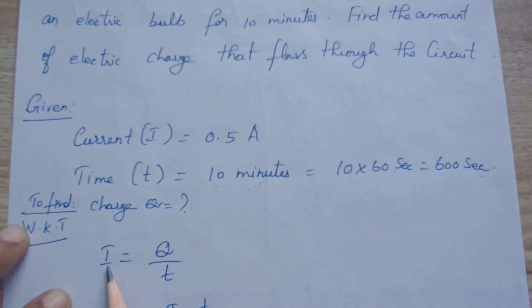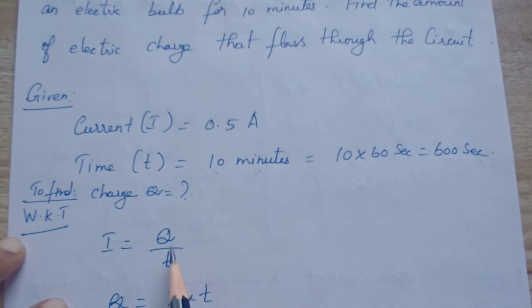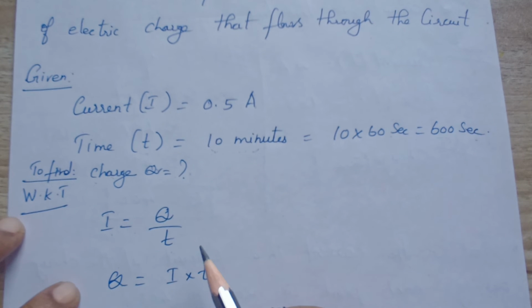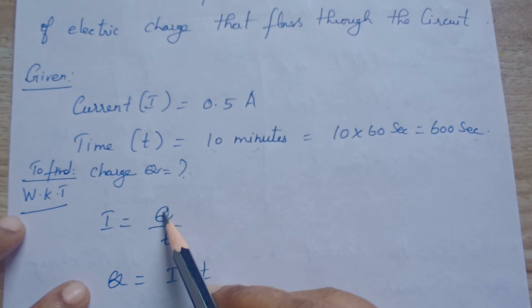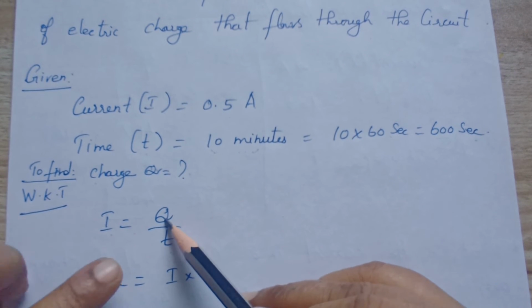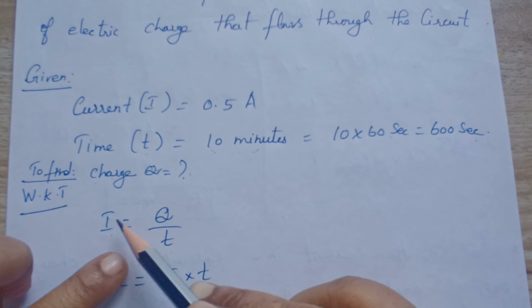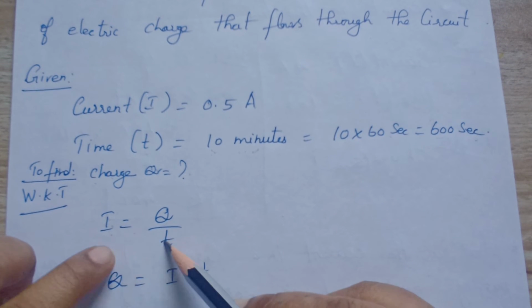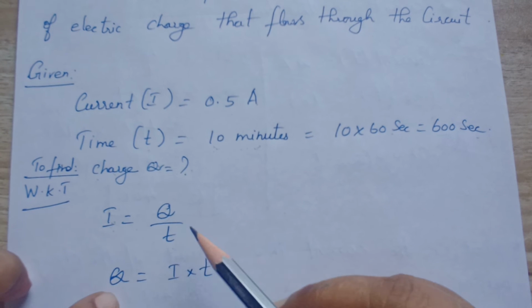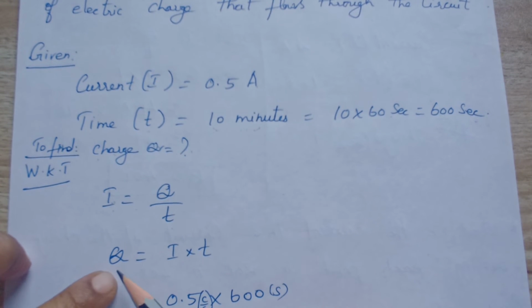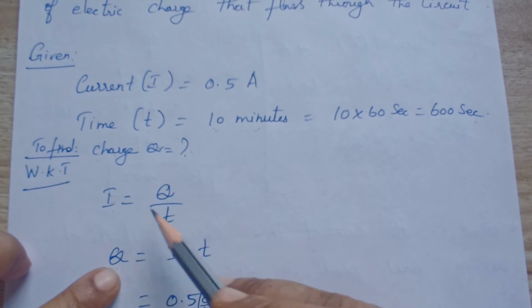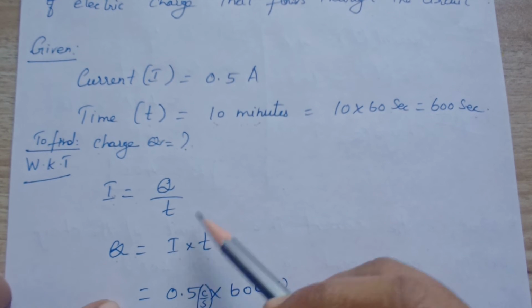Okay, so we know that the current equals charge by time, right? We need to calculate only charge, right? So keep the charge here, bring the T to this side. Since it is in division, it becomes multiplication, right? And transpose to the next side. Therefore Q equals I into T. What is the value of I?